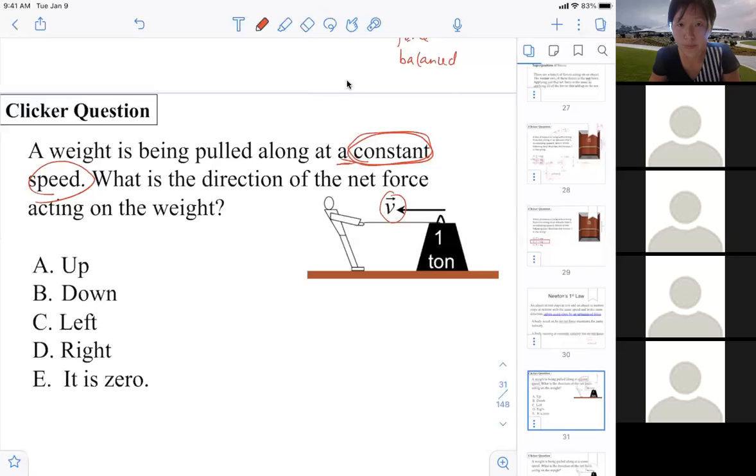Oh, I see. Yeah, I get it. So in this case, it's not saying it stopped or anything, it just says it's moving constantly. We say the net force is 0, right? Yes, that's all you care about right now for the net.